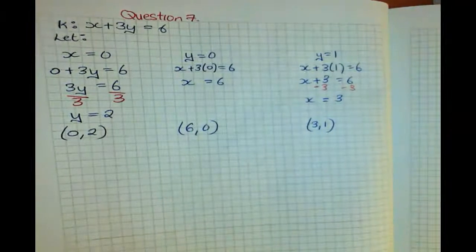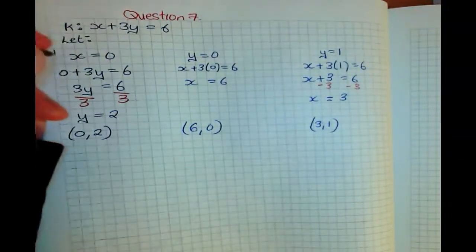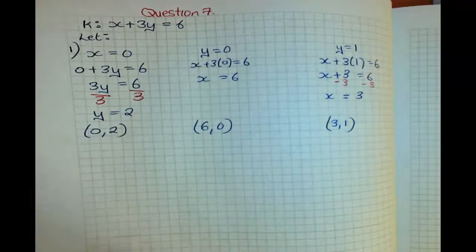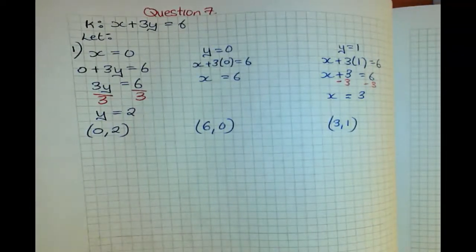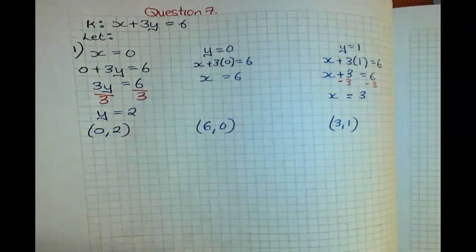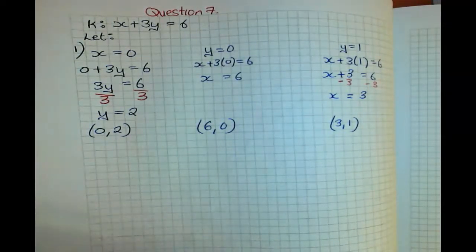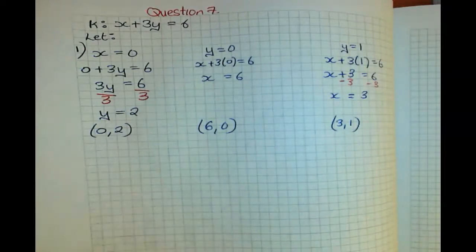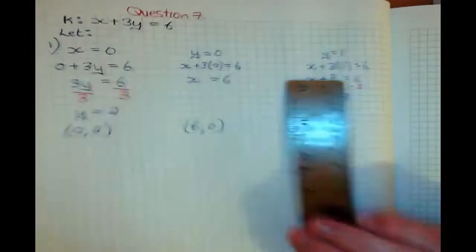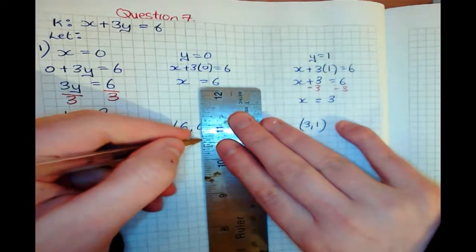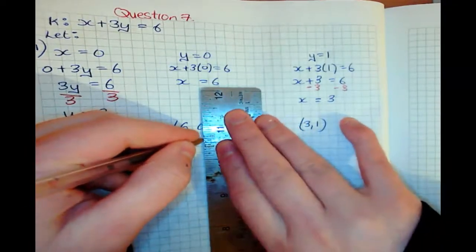Okay, so that's part I, where we found three points. And the second part of that question asks us to draw the line. Okay, so you're drawing the line here. So again, I draw the line.